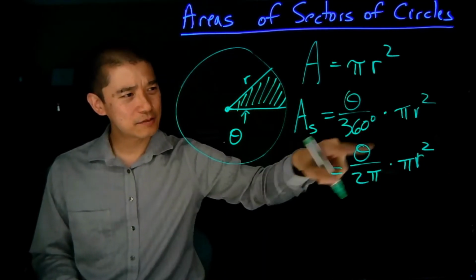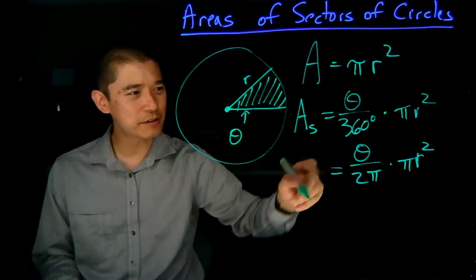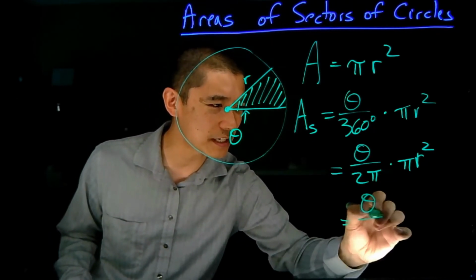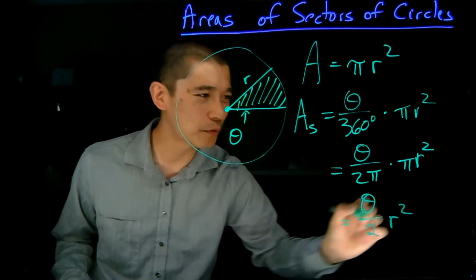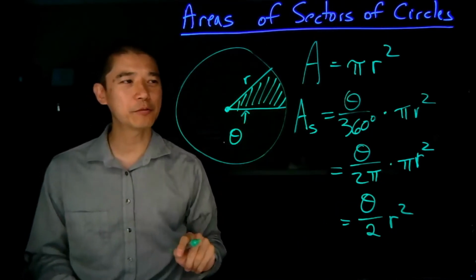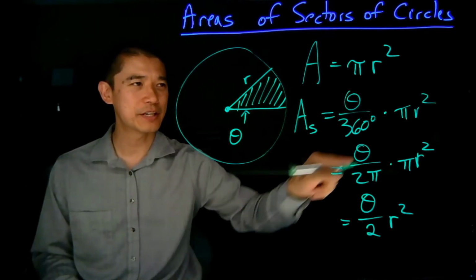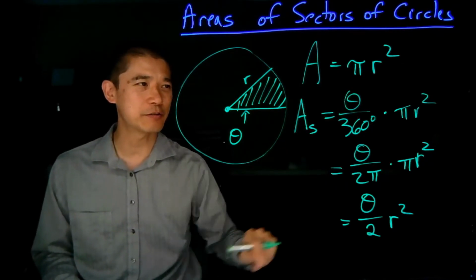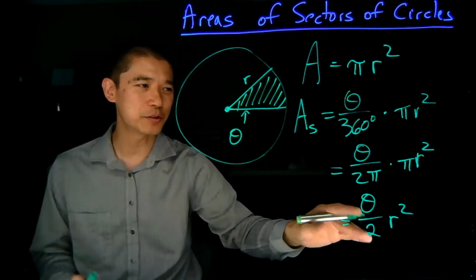And again, you'll notice that because this pi appears here and here, this reduces, and this gives us a nicer formula for the area of a sector when we're dealing in radians compared to when we're doing it with degrees. In degrees, we're stuck with this 360 degrees in the denominator. This one's just theta over 2. It's a little bit nicer, but the pi's go away.